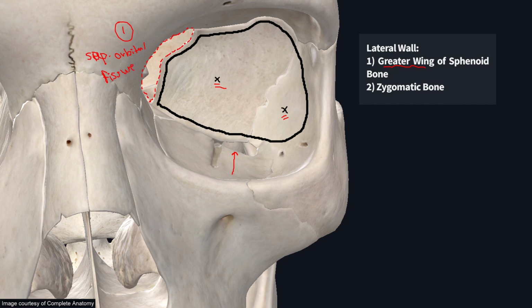So again, neurovascular structures pass by. The only thing you need to know is that it separates the greater wing of the sphenoid from over here the lesser wing of the sphenoid bone. And this sums up the anatomic details of the orbit.